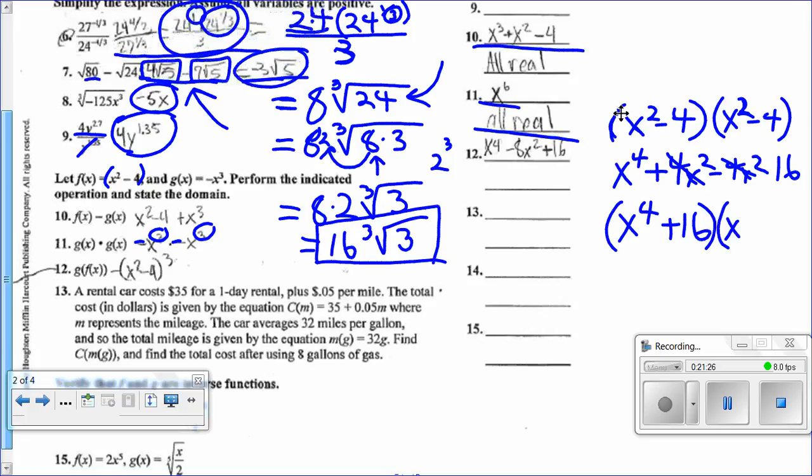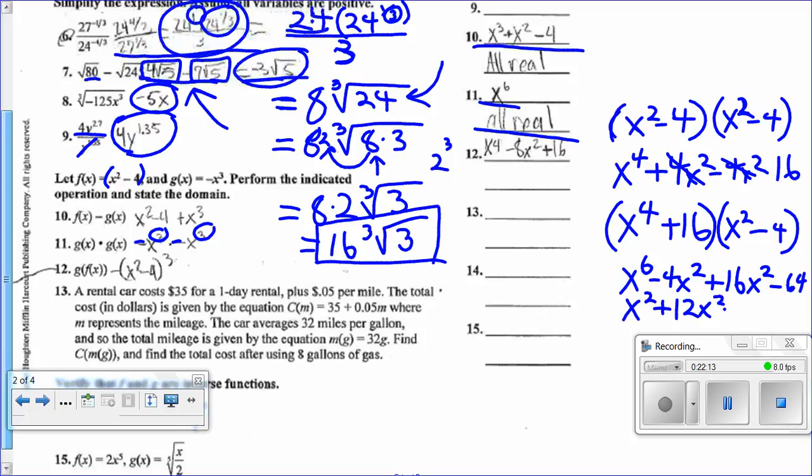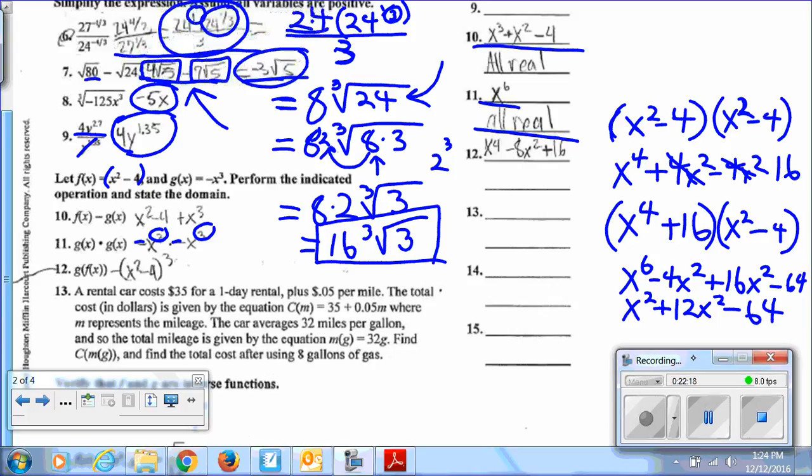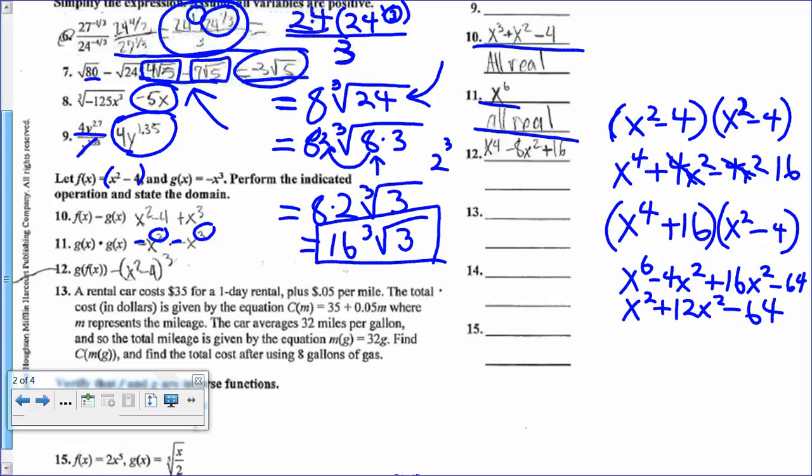Okay, now it was cubed and not squared, so let's do first, outside, inside, last. So we can combine some like terms here. It looks like we have x to the 6th, minus 4x squared plus 16, that's going to put us around about 12x squared minus 64. Okay, I believe that is, oh, excuse me, it's to the 6th.